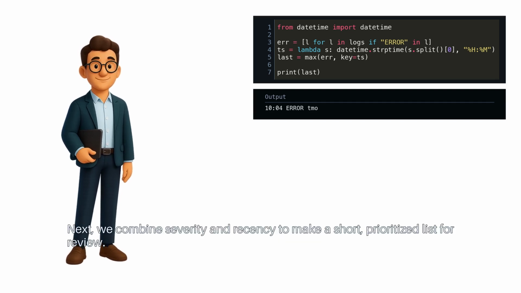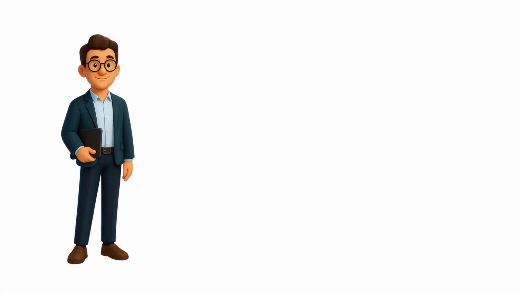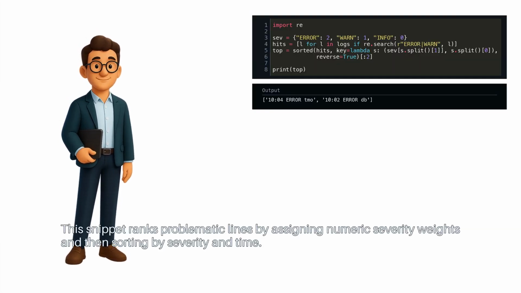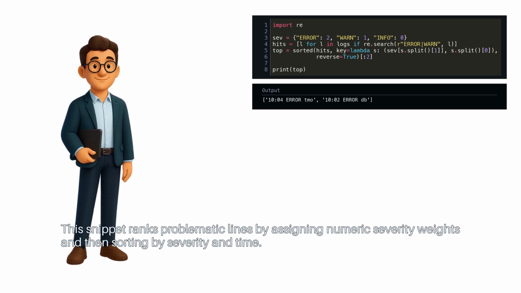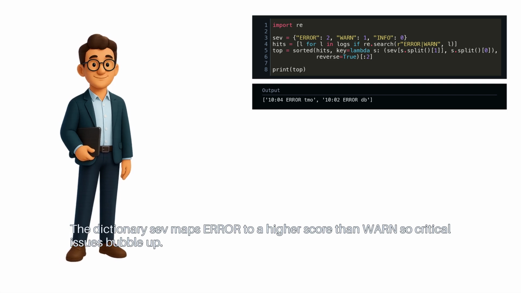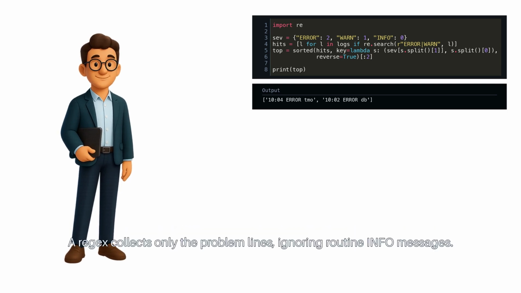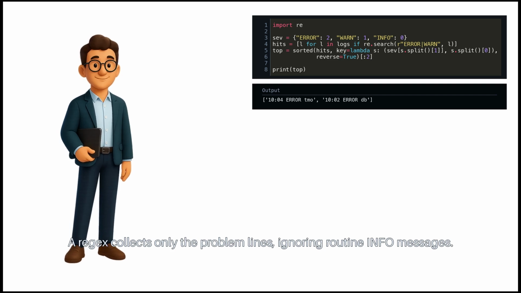Next, we combine severity and recency to make a short prioritized list for review. This snippet ranks problematic lines by assigning numeric severity weights and then sorting by severity and time. The dictionary sev maps error to a higher score than warn, so critical issues bubble up. A regex collects only the problem lines, ignoring routine info messages.